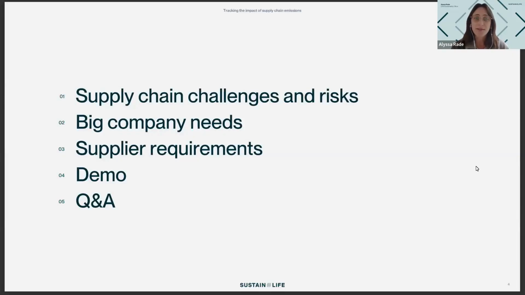What we're here to talk about today, of course, supply chain engagement, the challenges and the risks that businesses are now facing, not only within their own operations, but from those of their suppliers. We're going to talk about both sides of that coin today.